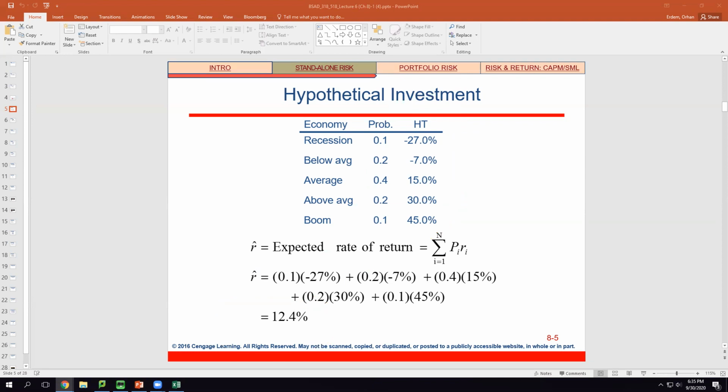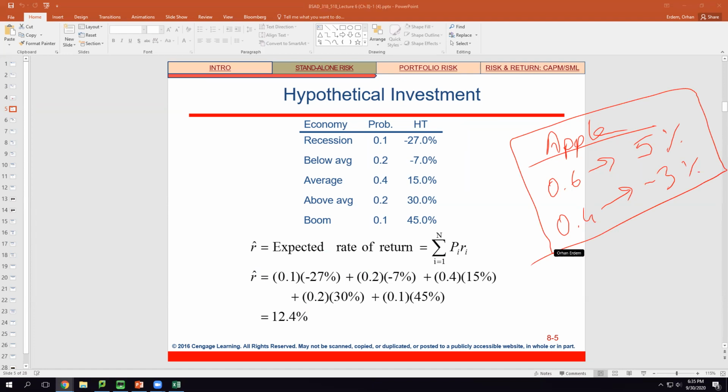Okay. So, let's make a simple example. Assume, for example, that there's Apple. I'm expecting Apple to have two probabilities. With 60% probability, I'm expecting its return to be 5%. With 40% probability, I'm expecting it to yield a negative 3% return. So the question is, what is the expected return on Apple for tomorrow? So what will you do?